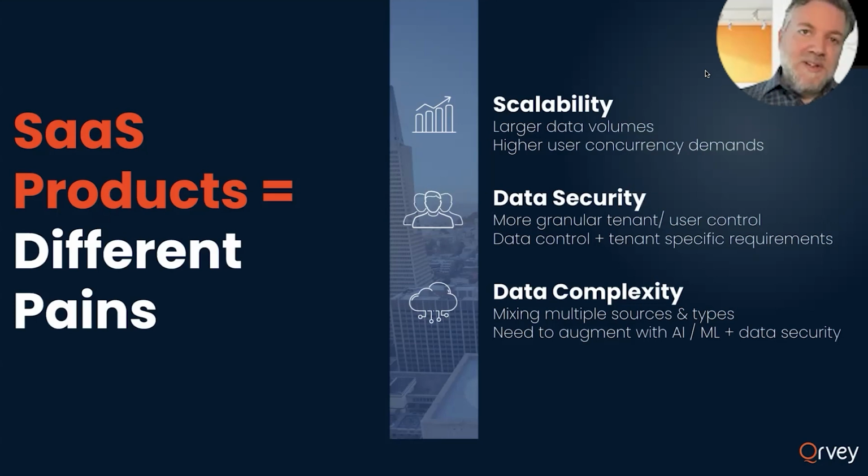The security is different because you're not thinking about it from your own single tenant, your own company's business case, but more granular multi-tenant control. User control has to be there for your end customers, has to be wrapped into the data and all of those tenant and user specific requirements for security purposes. And then the overall complexity of data, things like how do you mix and blend multiple different source types? Maybe customers are bringing some of their own data, or how do you augment that with transformations through things like AI and machine learning? And so there are a lot of different challenges and different pains.